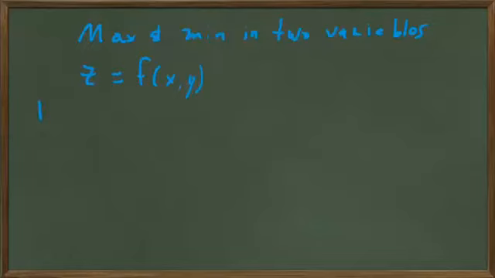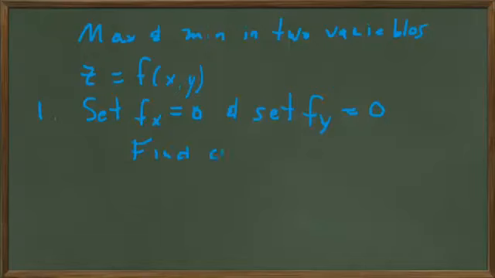So first, what we need to do is set f sub x, the partial with respect to x of f, equal to 0, and set f sub y, the partial with respect to y of the function z, equal to 0. We're going to then find what we call critical values, same as in Calculus 1.